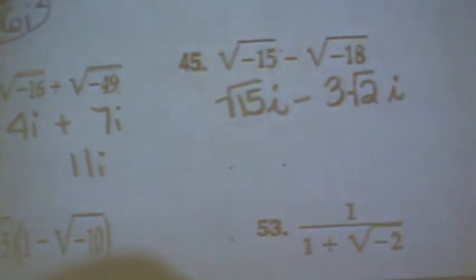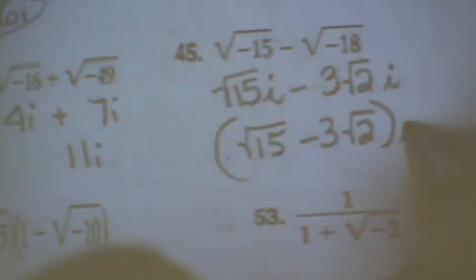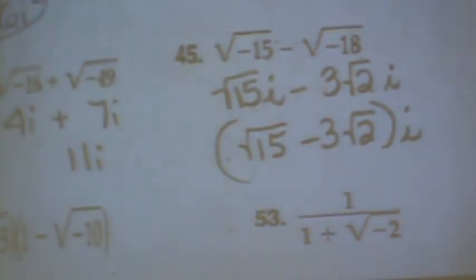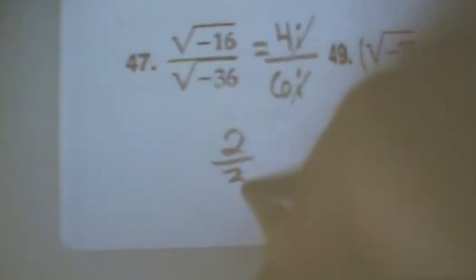45, we have root 15i minus, this you can take out a 3. So this is 3 root 2i. And there's really nothing you can do there. You could factor out an i. You might see this answer written as root 15 minus 3 root 2 in parentheses i. 47. This numerator is 4i. The bottom is 6i. The i's cancel, and 4 over 6 is really 2/3.